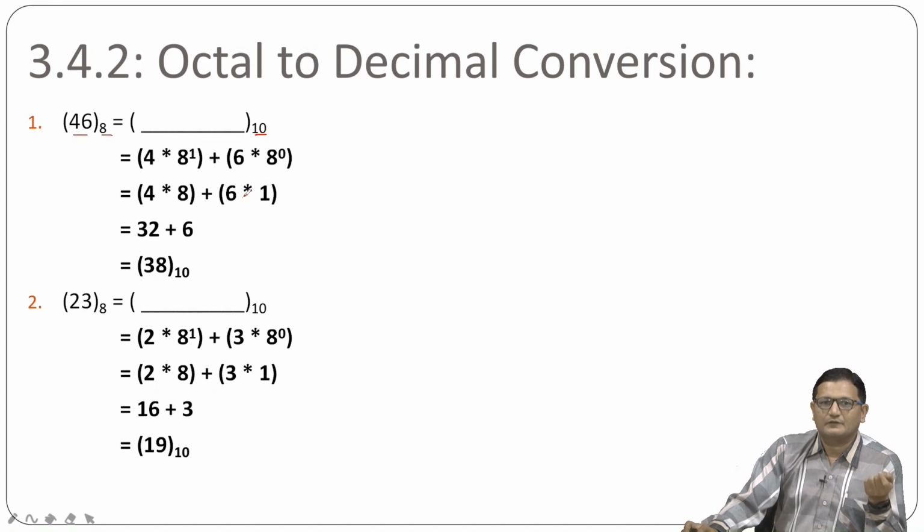Okay, so how can we do this? If you recall how we converted a binary number into a decimal number, it works the same way. Here the number is 46, so you write down 4 and 6. Then you start in reverse order: first 8 raised to 0, then 8 raised to 1. If a third digit is there, you multiply that digit with 8 raised to 2.